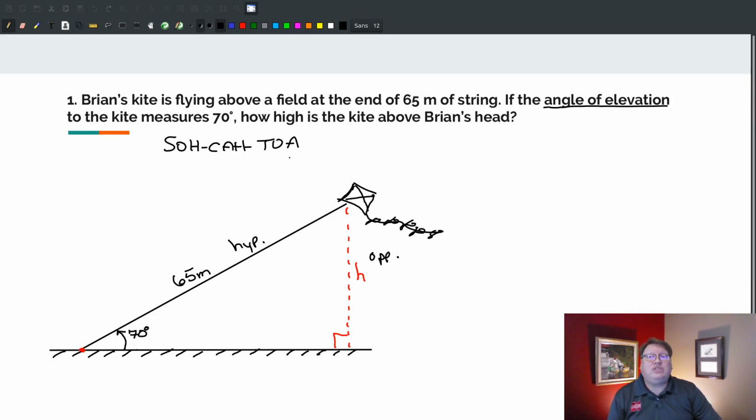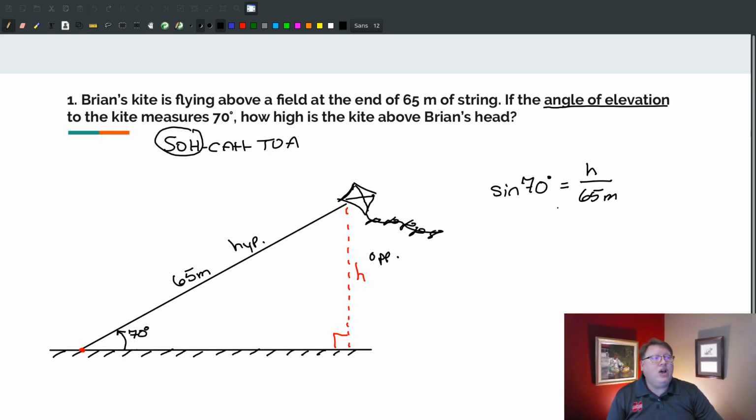Which of these trig ratios, sine, cosine, or tangent, uses the opposite side and the hypotenuse? That's going to be our sine. So we're going to set up a sine function. The sine of this 70-degree angle is equal to our opposite side, which is h, over our hypotenuse, 65. And that is meters, so our height is also going to be in meters.